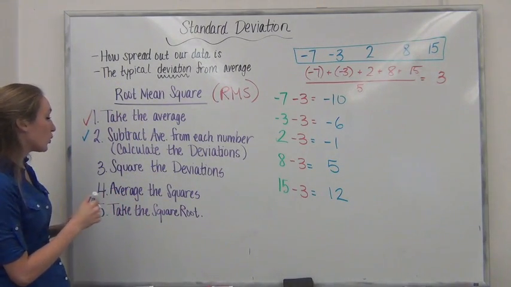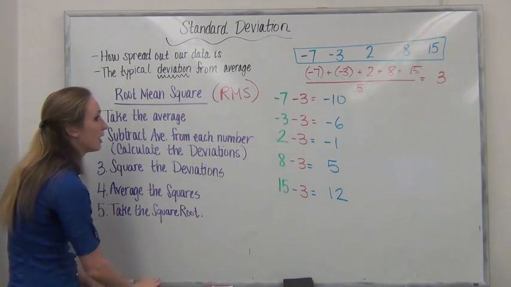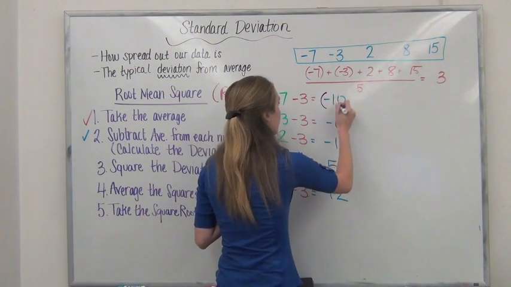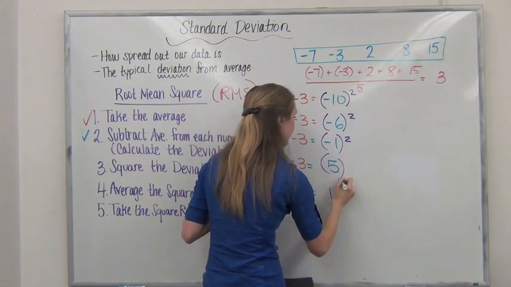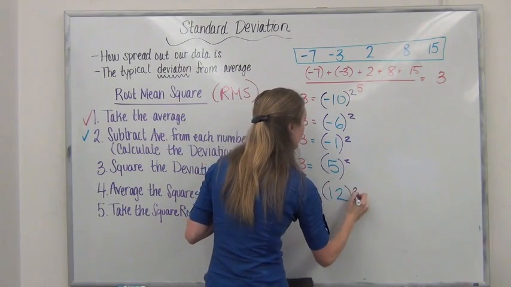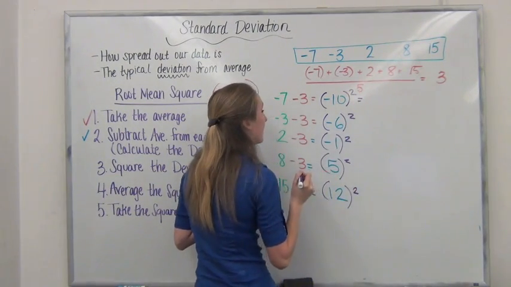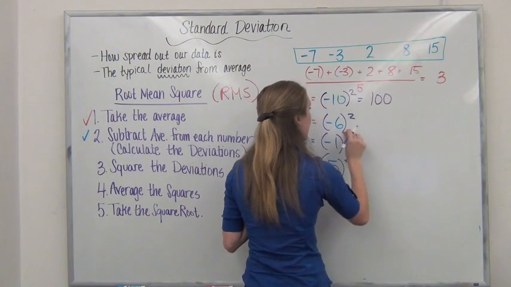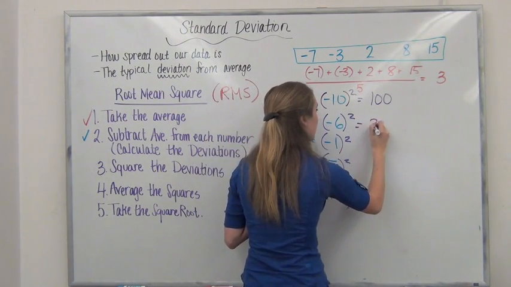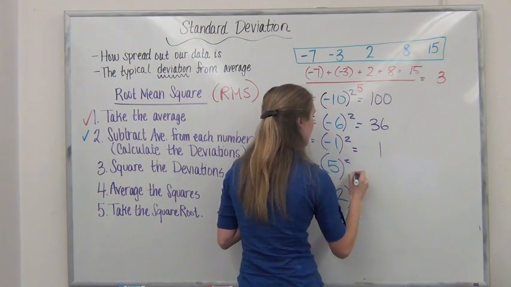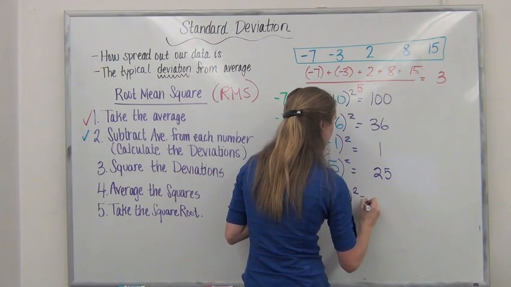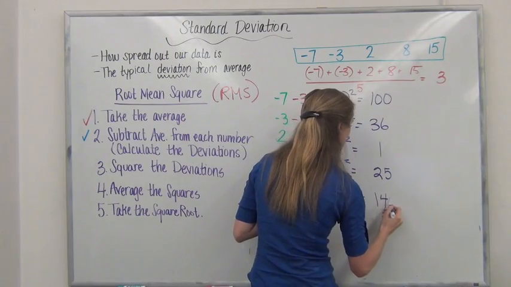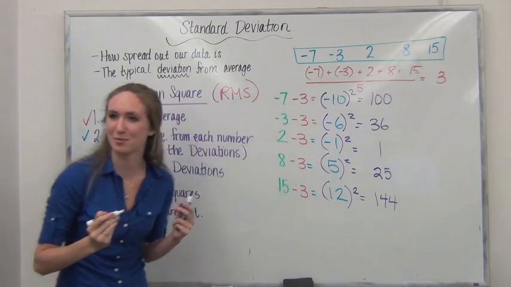So step 3 is square each deviation. So now I'm going to square them. Square, square, square, all the way down. All right, so negative 10 squared is 100. Negative 6 squared is 36. Negative 1 squared is 1. 5 squared is 25. And 12 squared is 144. Is that right? My times tables were never good.